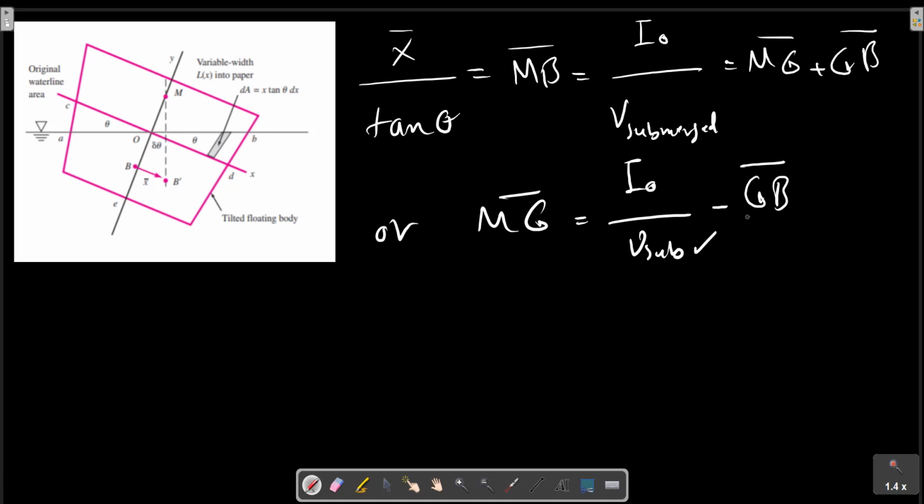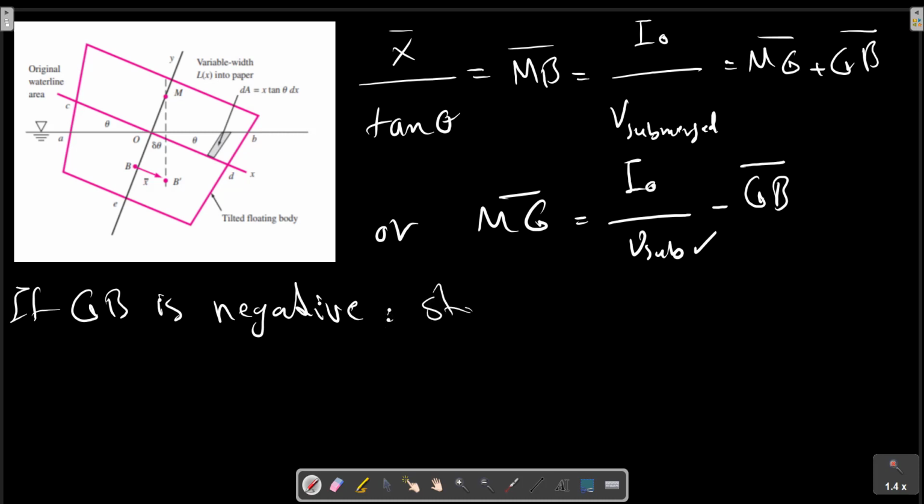If the metacentric height MG is positive, the body is stable for small angles. Note that if GB is negative, that is, B is above G, the body is always stable. So if GB is negative, we have a stable position for a tilted floating body.